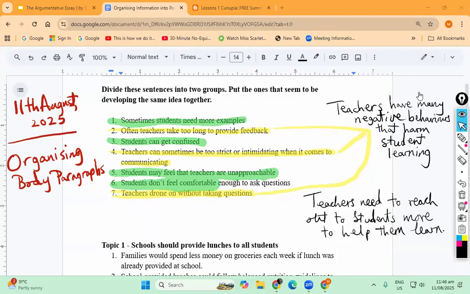You could put affect, you can't put effect. You could put affect with an A, right? Instead of harm, if you prefer affect, you could put that. You could put negatively impact. You could put get in the way of. You could put discourage.